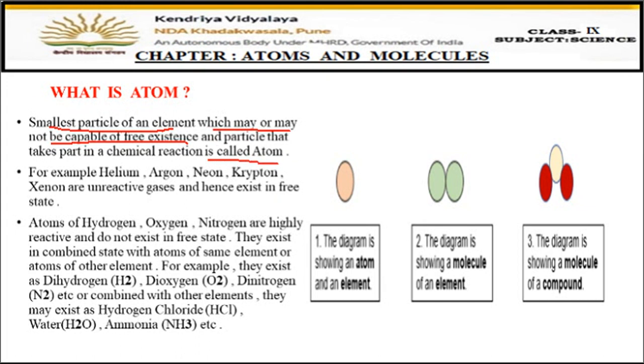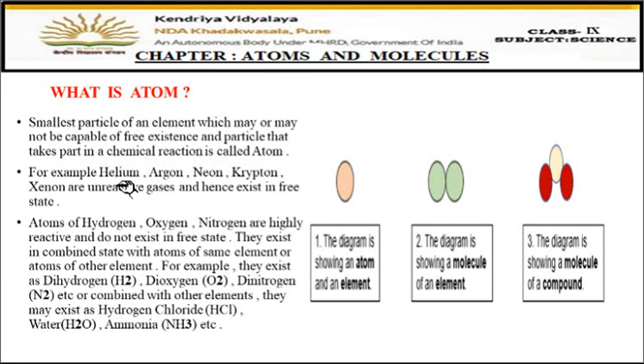And the second definition says that the smallest particle of an element that takes part in the chemical reaction is called an atom. Okay, so the smallest particle of an element that takes part in the chemical reaction as a reactant is called as an atom. So these are the two ways to define the atom. Now let us see some examples of atoms.